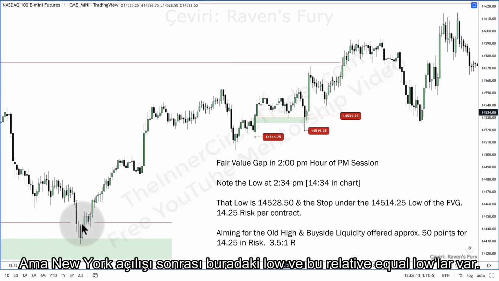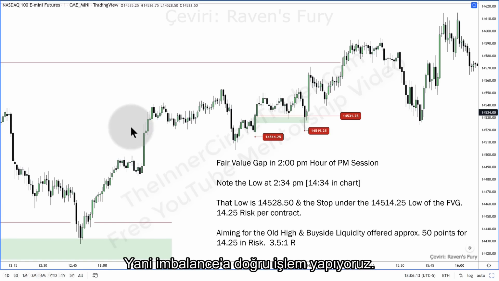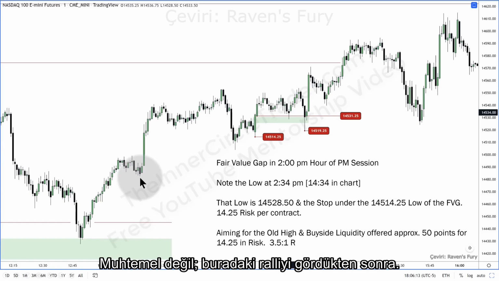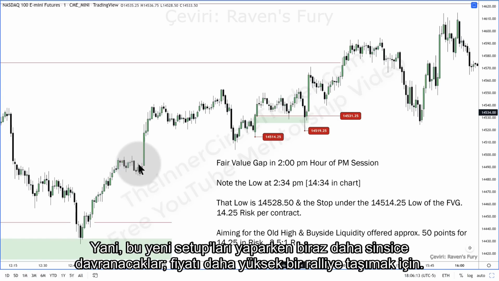But we have this low and these relative equal lows here post New York lunch. New York lunch is noon to 1 o'clock in the afternoon, New York local time. So the imbalance, we trade down into that. What's the likelihood of it coming all the way through the imbalance and then going after that low? Not likely. Not after seeing this run here. They don't want to give these traders another chance to get back in. They got stopped out. So it's going to be a little bit sneakier when they make these new setups to continue into a higher run.